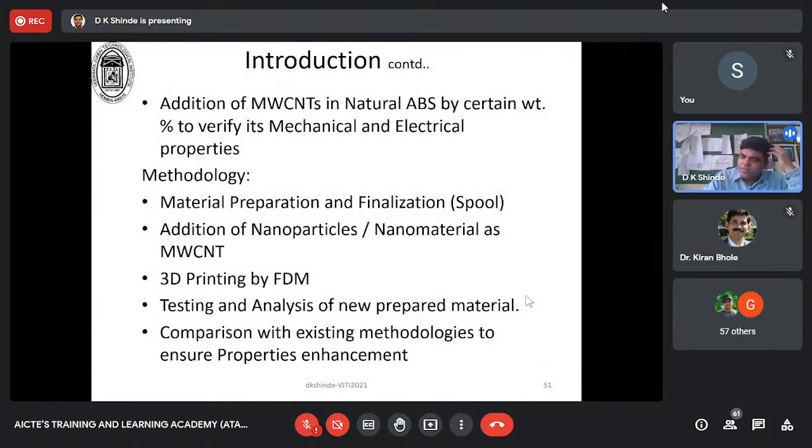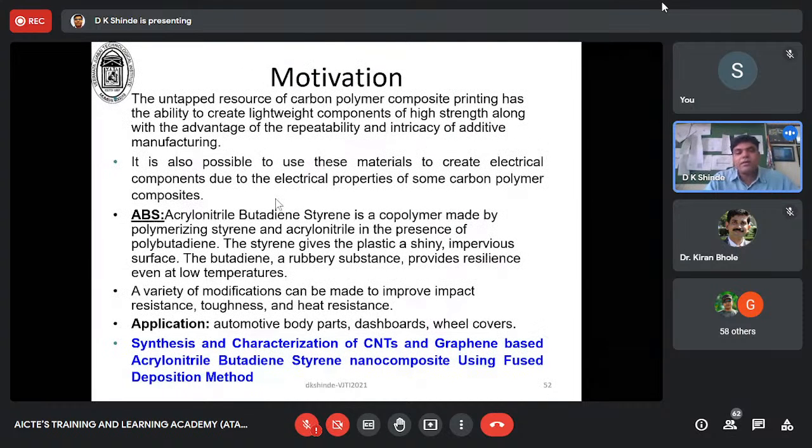So adding a certain weight percentage of multi-wall carbon nanotube has been shown in the literature to improve the properties of the material. But how do we customize such a spool is the major part of this research. So what we did, we customized it by adding varying weight percentages of the multi-wall carbon nanotube to characterize the material, to see what mechanical and electrical properties are improved. So that was the major goal.